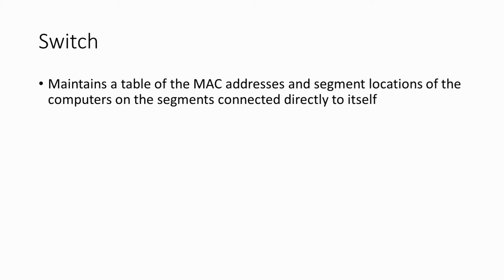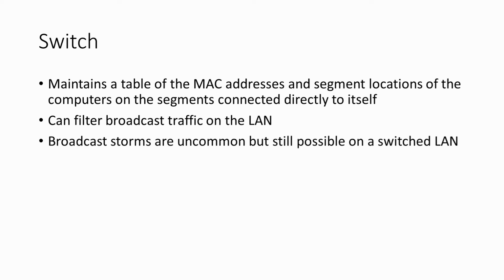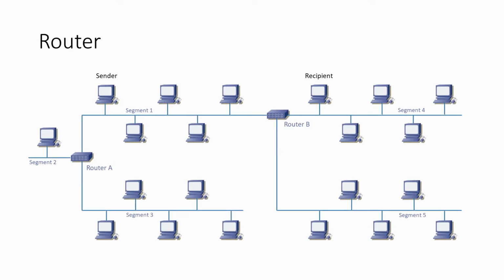A switch can reduce the overall amount of broadcast traffic on the LAN, depending on where the senders and recipients are located. Broadcast storms are less likely on a switched LAN than if repeaters were being used, but they can still happen if the way the switches are connected together hasn't been thought through properly. A switch also does what a simple repeater does. It's a voltage amplifier. Here's the same LAN again, but this time with routers instead of switches.